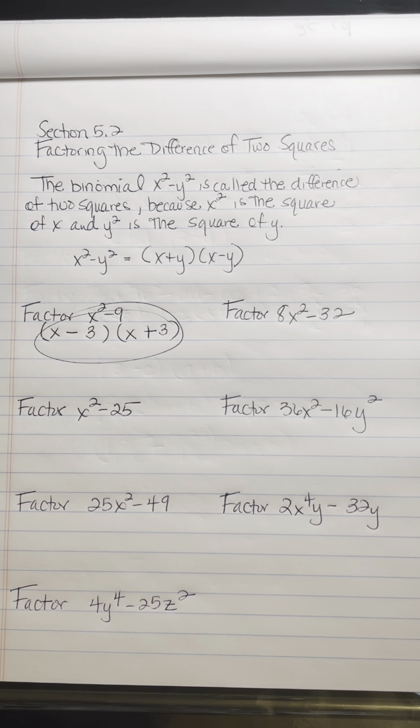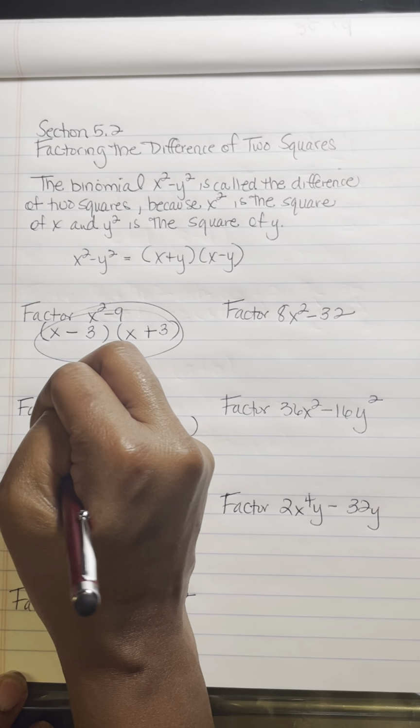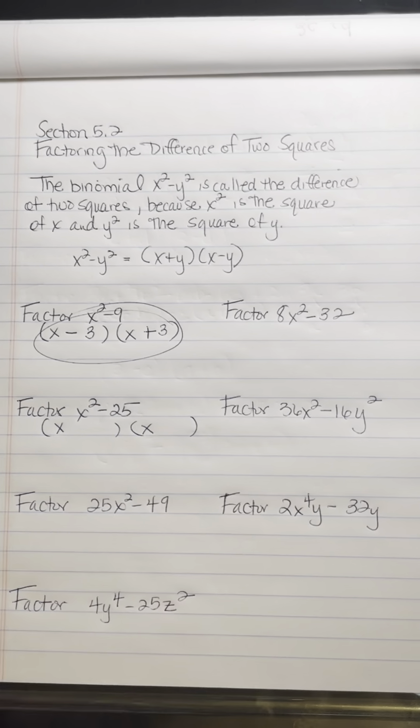Factor x squared minus 25. Besides 1 times 25, think of two numbers when you think of your timetables that will give you 25. Hopefully you have those two numbers in mind. If I have x squared, I'll put 1x here, 1x here. I'm thinking of 5 times 5. I need one to be positive and the other to be negative, and that is your answer. So not too hard at all.